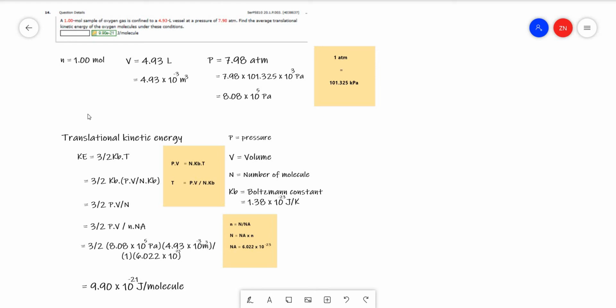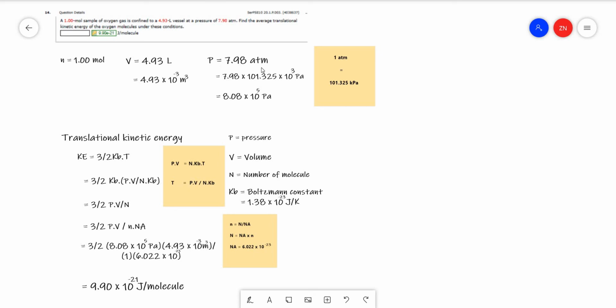First and foremost, we must list down the data that is given to us in a simple fashion. For example, n, being the number of mole, is equal to 1, while V, being the volume, is equal to 4.93 liter. In this topic, we must convert all units into their SI unit, and the SI unit for volume is cubic meter. In order to change liter to cubic meter, we must times 4.93 by 10 to the power of negative 3. This will give us 4.93 times 10 to the power of negative 3 cubic meter.